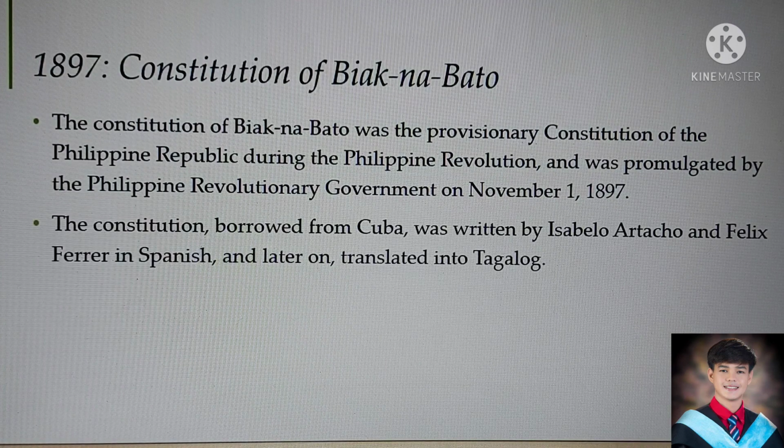The Constitution, borrowed from Cuba, was written by Isabelo Artacho and Felix Ferrer in Spanish and later on translated into Tagalog. So, hiniram natin tong saligang batas na ito sa bansang Cuba, na isinulat naman ni Isabelo Artacho at Felix Ferrer sa Spanish, and then hindi nagtagal isinalin to sa wikang Tagalog.